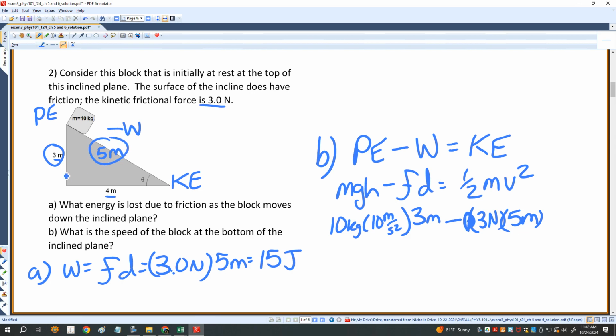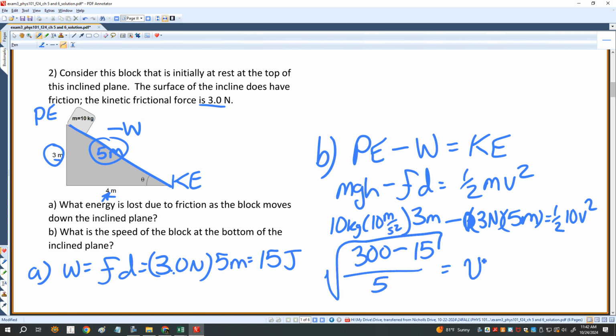Be careful that you use the 5 meters. Some students will be inclined to use the 4 here, but the force actually does act over 5 meters. And then that's equal to 1/2 of the mass, which is 10, times v squared. And I solved this. That's 300 minus 15 divided by 5. Square root of that is equal to v. That's 285 over 5, which is 57. Square root of 57 is 7.5. That's it. 15 joules and 7.5 meters per second.